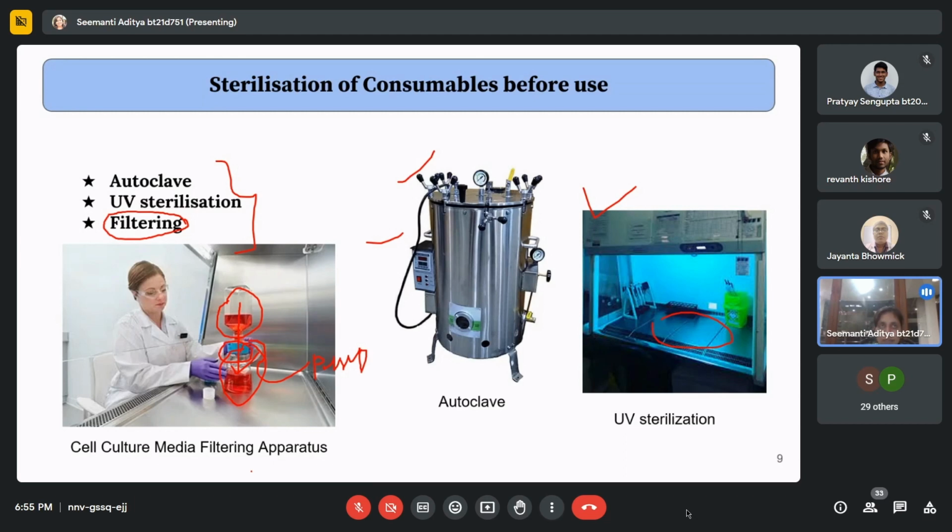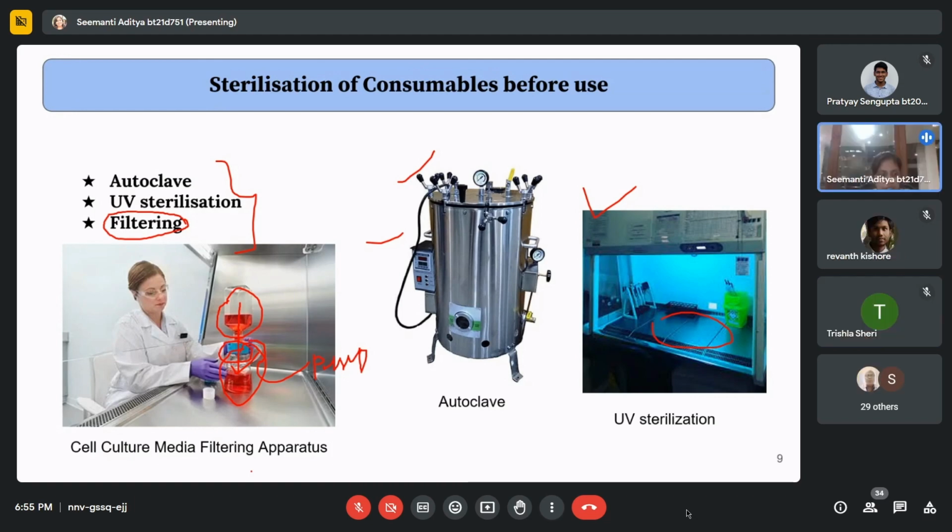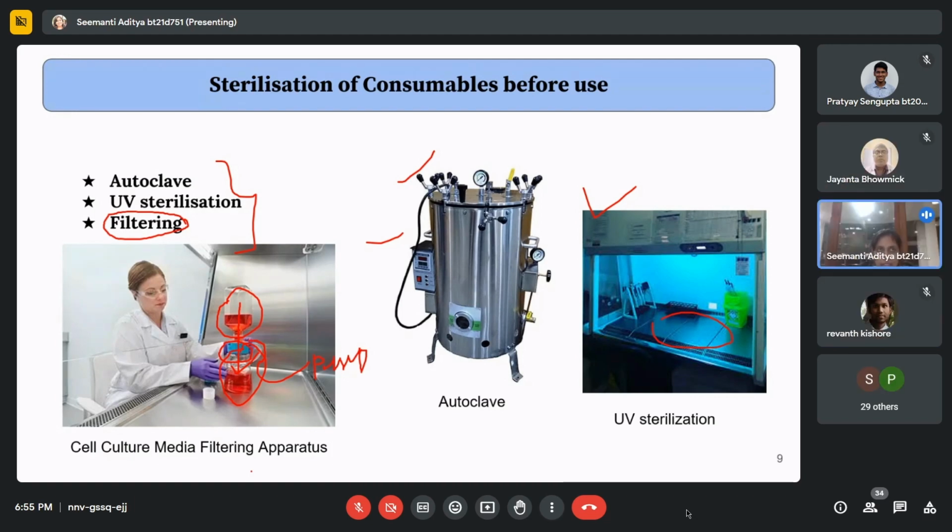This is a lot of media, around 500 ml to 1 liter of media that needs to be filtered. So this kind of pump is very essential for filtering the media, so that any kind of particles that are remaining inside the media get removed, and we do not want any contamination in that source.